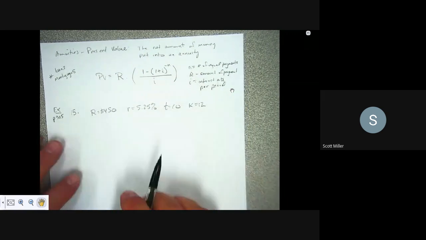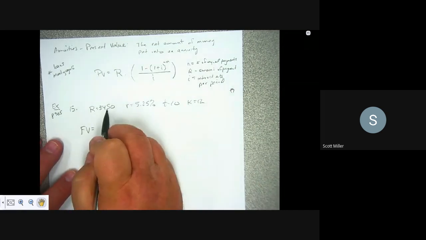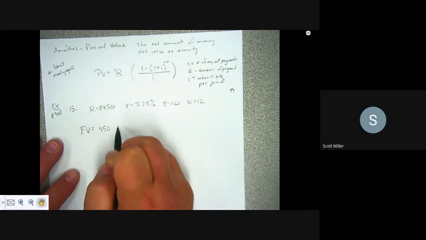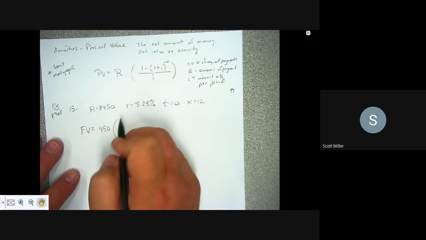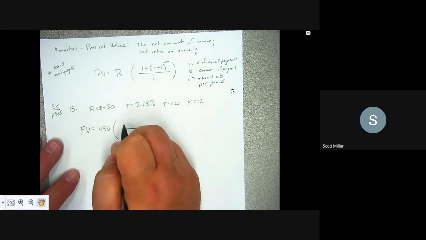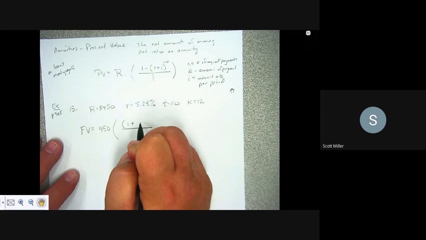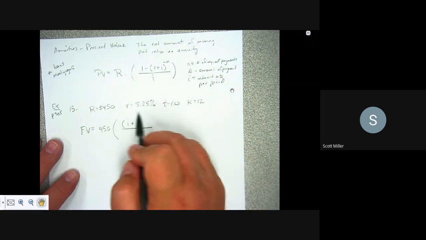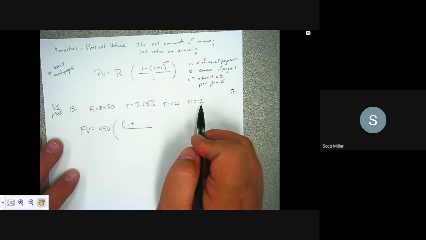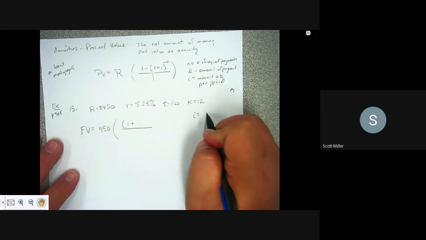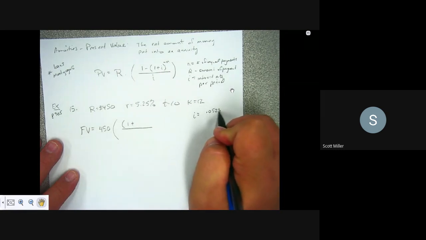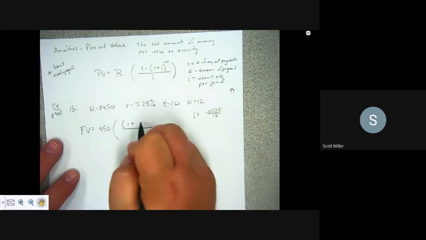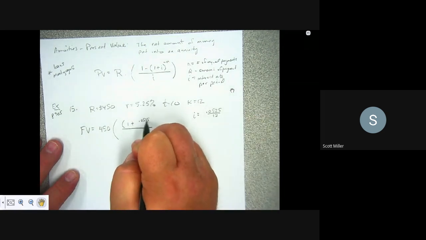And so that is a future value formula. So the future value is going to be R, 450, times, and then you're going to have up here in the fraction, 1 plus I, and I is that percent number as a decimal divided by 12. So I is 0.0525 divided by 12.